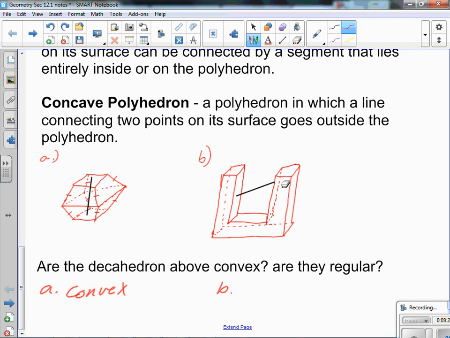On B here, though, I've got a line that I can see is connecting 2 sides, 2 faces, and it is not inside the polyhedron. So since you can connect 2 points and go outside the polyhedron, that means that that one is concave.